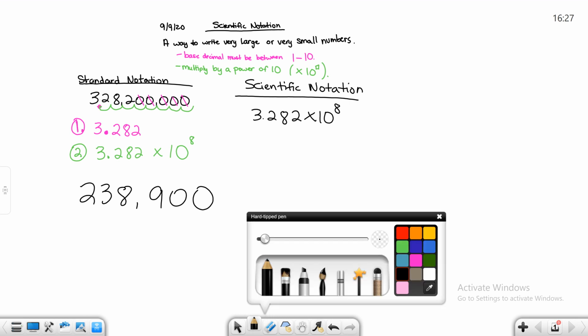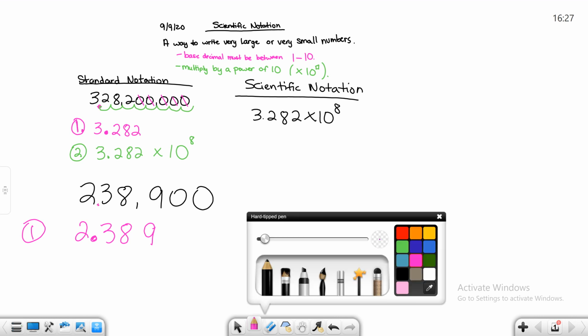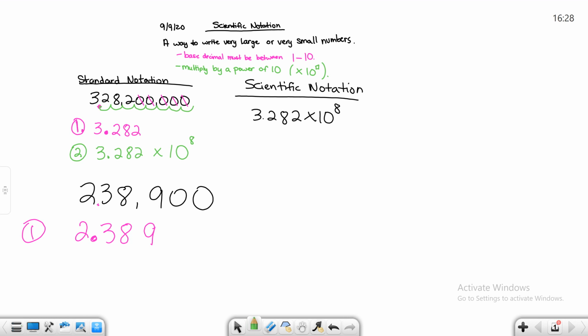Alright, so my first step is to turn that number into a decimal between 1 and 10. So I'm going to put 2.389, and I'm not going to write those zeros in. My second step is to count how many places there are after that decimal: 1, 2, 3, 4, and 5. So this is written 2.389 times 10 to the power of 5.